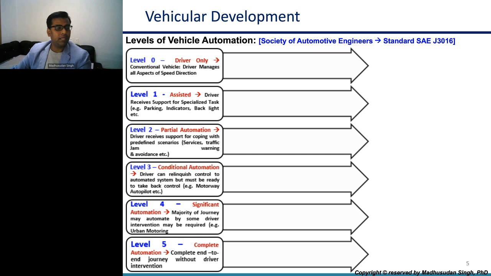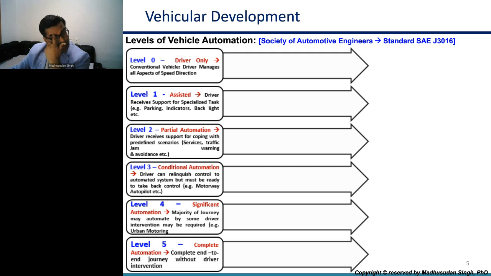At level 0, there is only a conventional driver. The driver manages all aspects of speed and direction, controlled completely manually by the human. Then the next level is assisted driving, where drivers receive support for specialized tasks, for example parking indicators and backlight. Then the second stage uses partial automation, where the driver receives support for coping with predefined scenarios, such as traffic jam warnings and accident avoidance information, and vehicles become more upgraded.